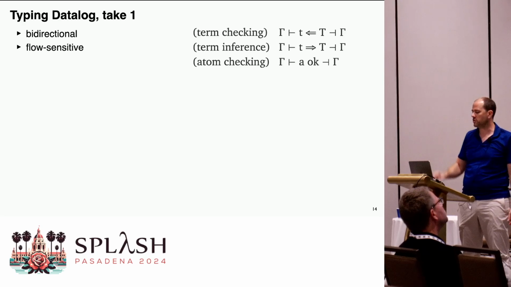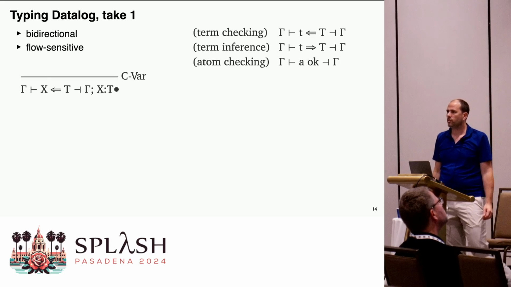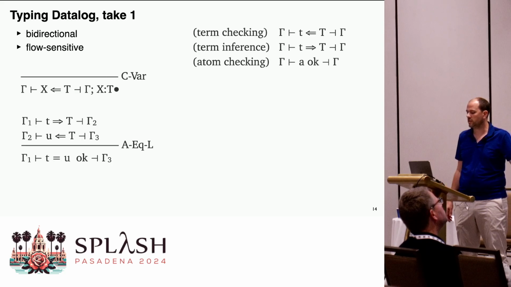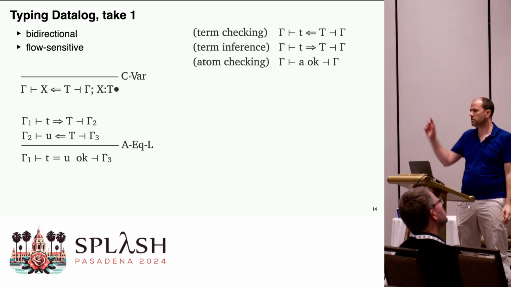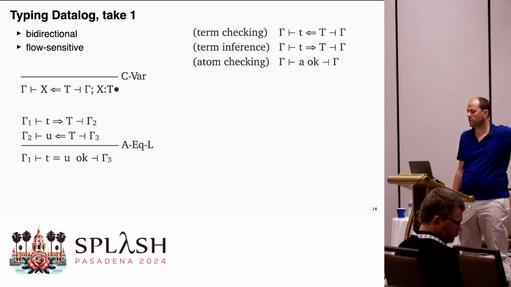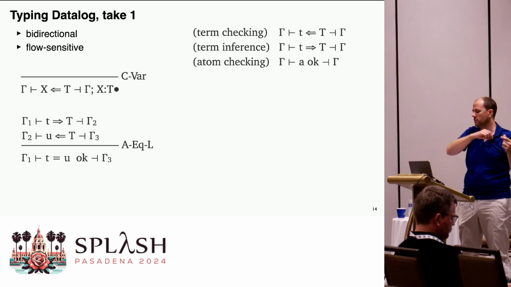And then there's atom checking. I'll just show you two example rules. Here's one rule that says, if you want to check a variable and you are given the type of that variable, then after that variable occurred, it's bound and has type T. And here's another one. This is for equations. For equations, there are two rules. I'm only showing one. You need to infer the type on one side of the equation, here for T. And then you can use that type to check on the other side of the equation, here U.